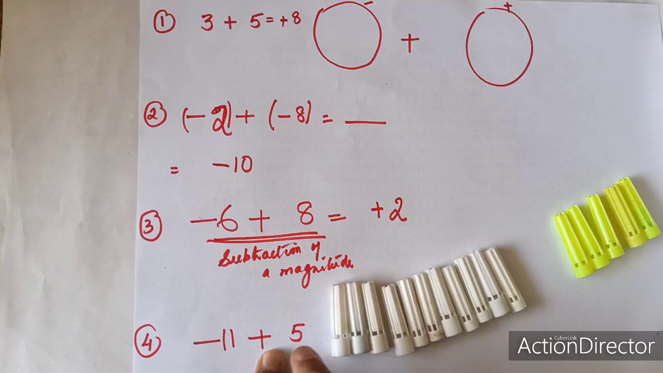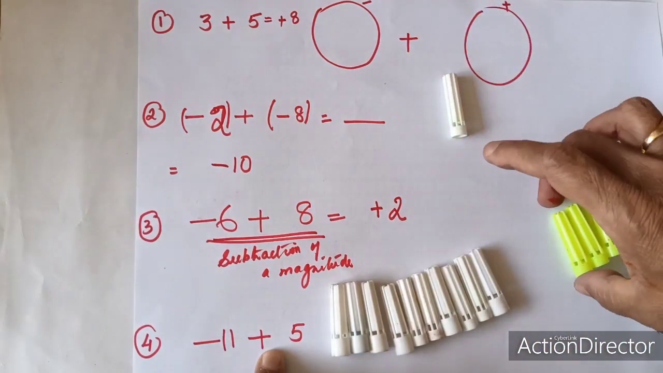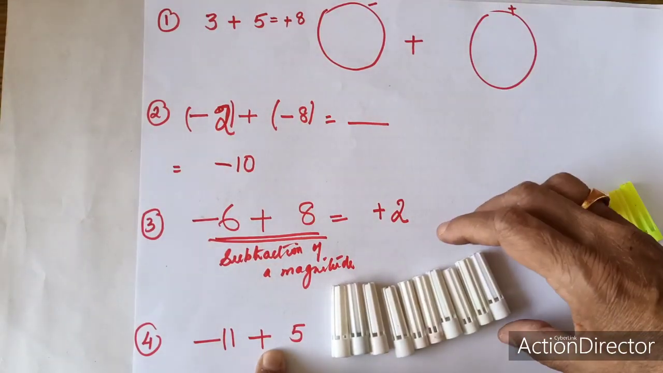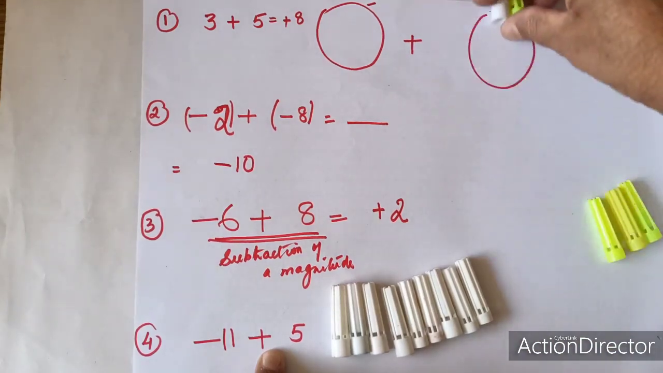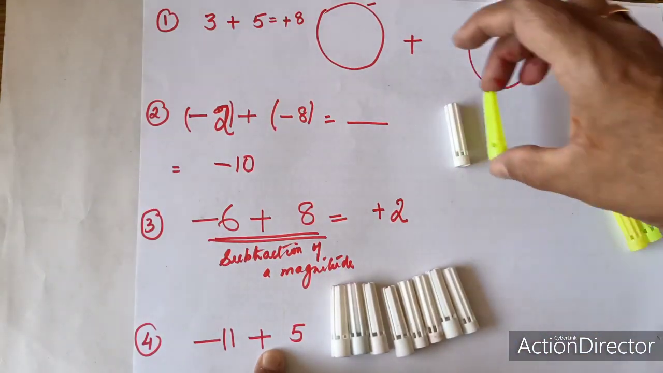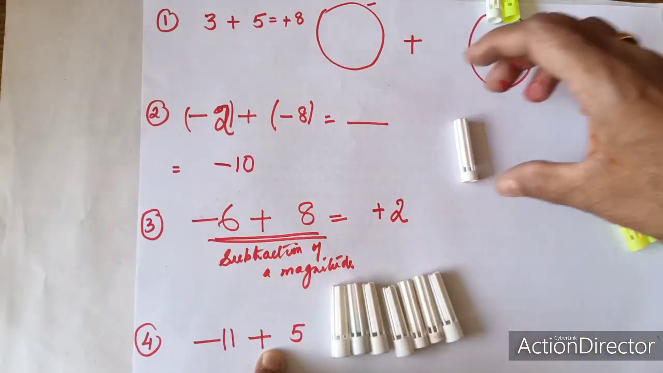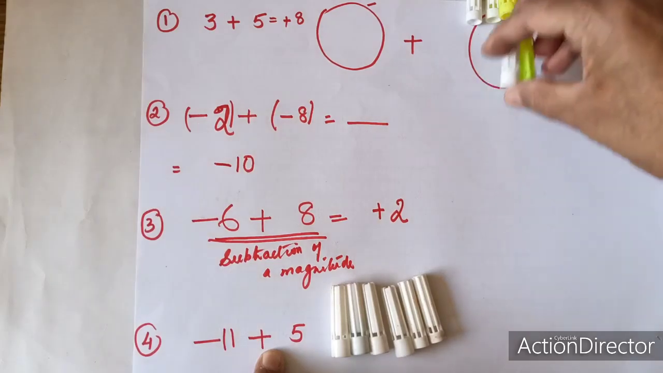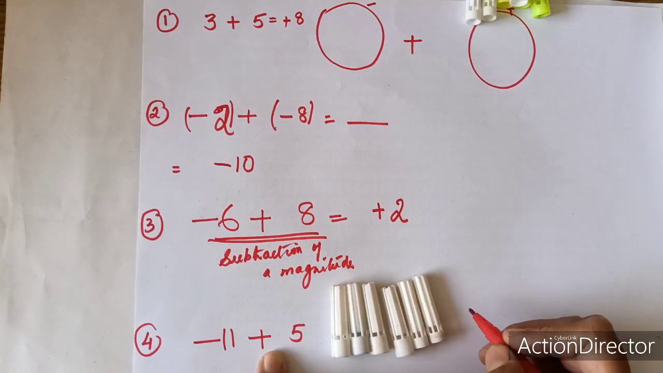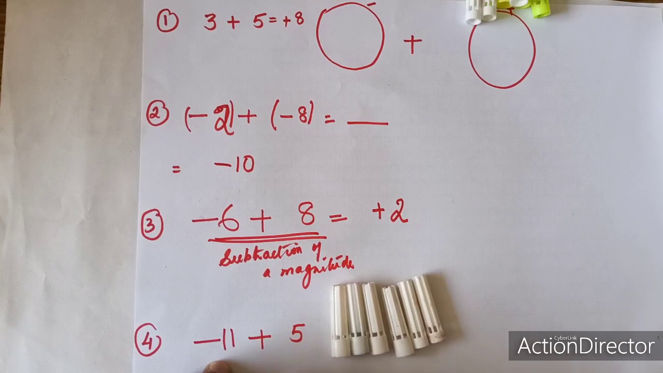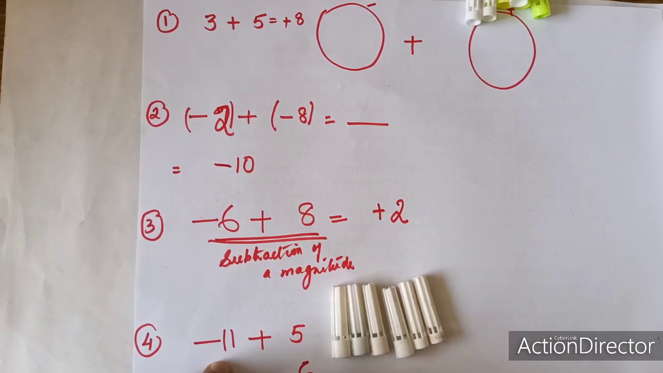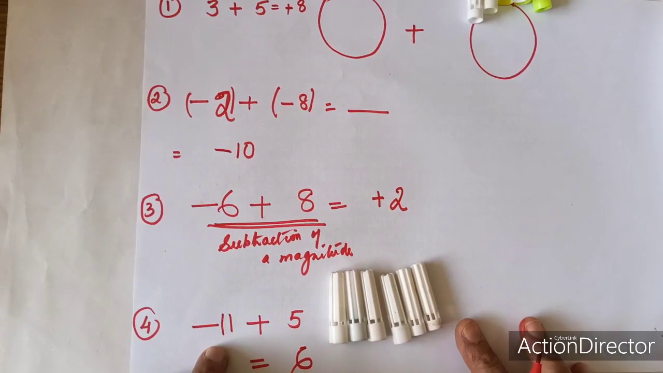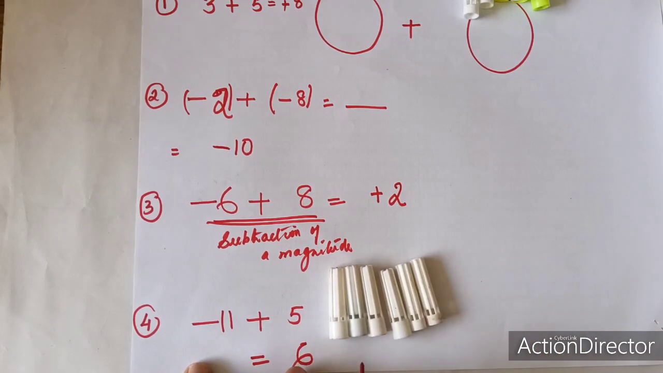As you know, one white cap and one yellow cap is going to be 0. Similarly, one white and one yellow, 0. One white and one yellow, 0. One white and one yellow, 0. And one white and one yellow, 0. So how many are remaining? So I can say 6 are remaining here. How many caps are remaining? 6 caps are remaining. But now I have to decide the sign. So white cap denotes the negative sign. So it is minus 6.